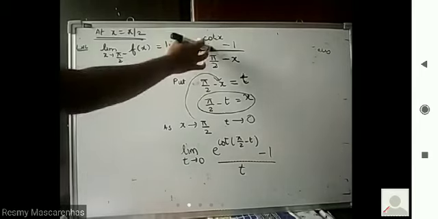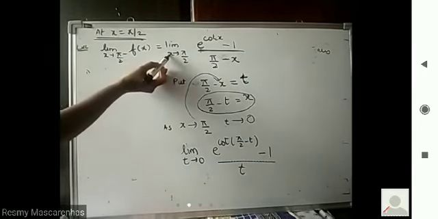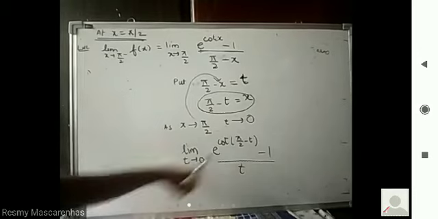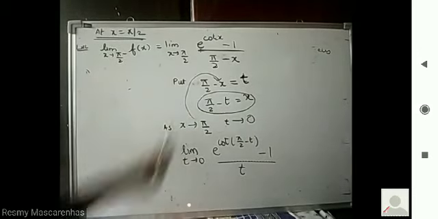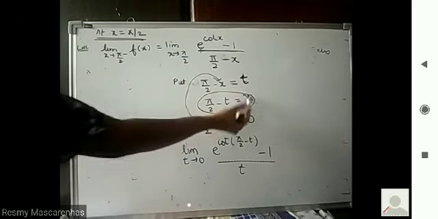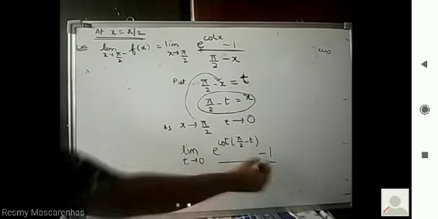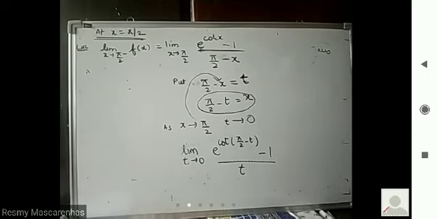And now write the question again, everything. Instead of x, what do I have to write? t. How much value did I get by putting x as pi by 2? 0. Again, instead of x, what do I have to put? This. So if you notice, everything is in terms of t. So this will be your step.